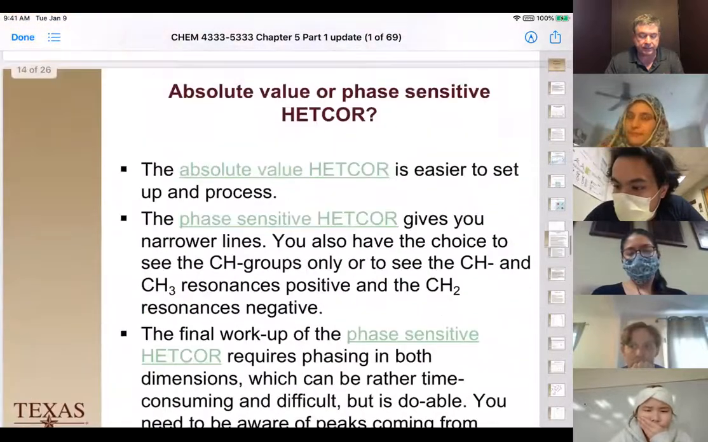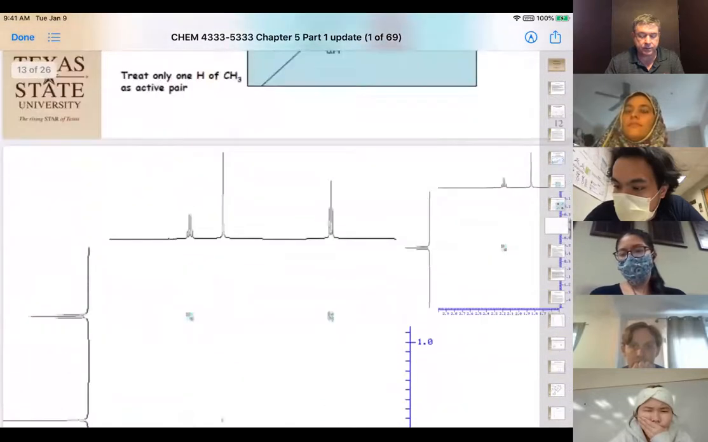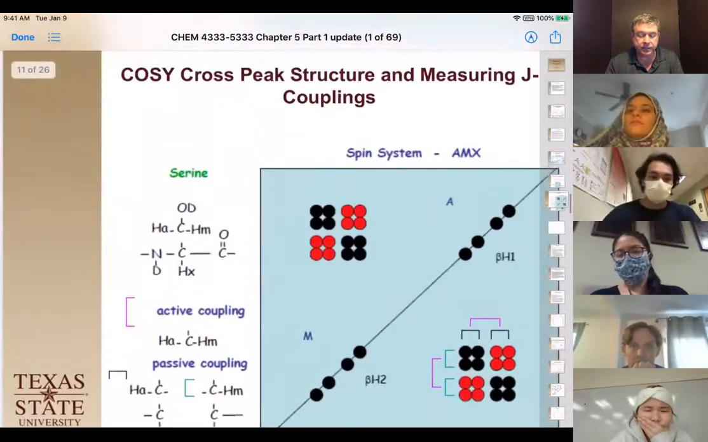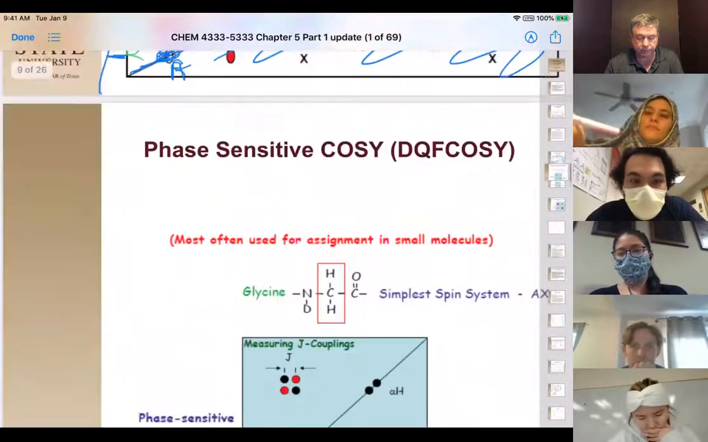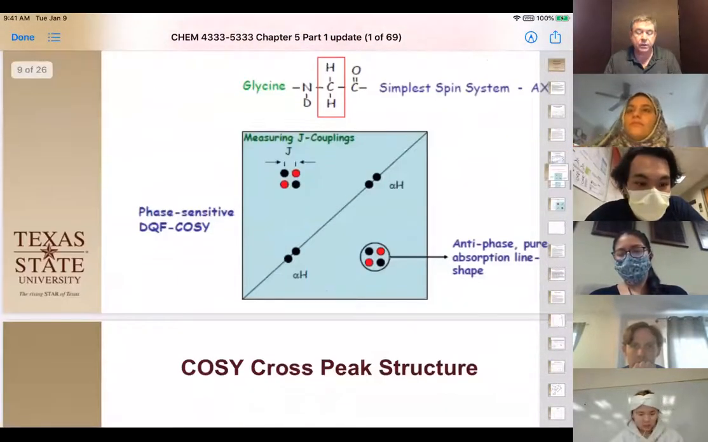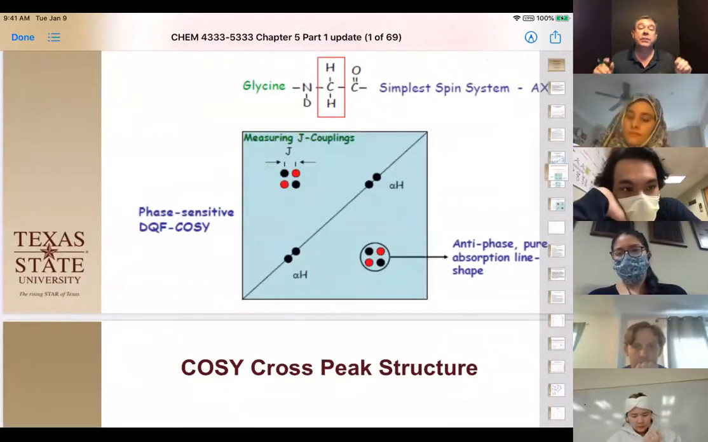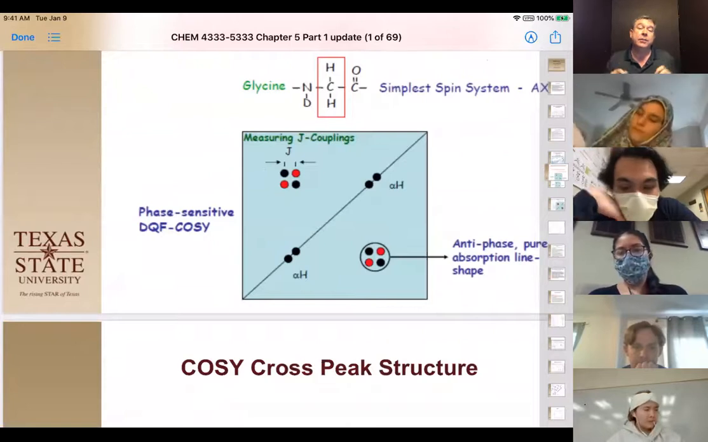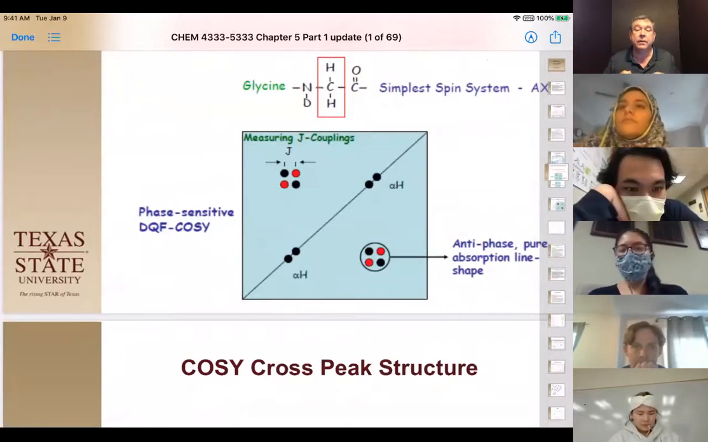So that takes us to this COSY example. In this COSY example, we have a total of 2 hydrogens, and because of their position in space, those geminal hydrogens actually aren't identical. And so there's a slight shift difference in there, okay?